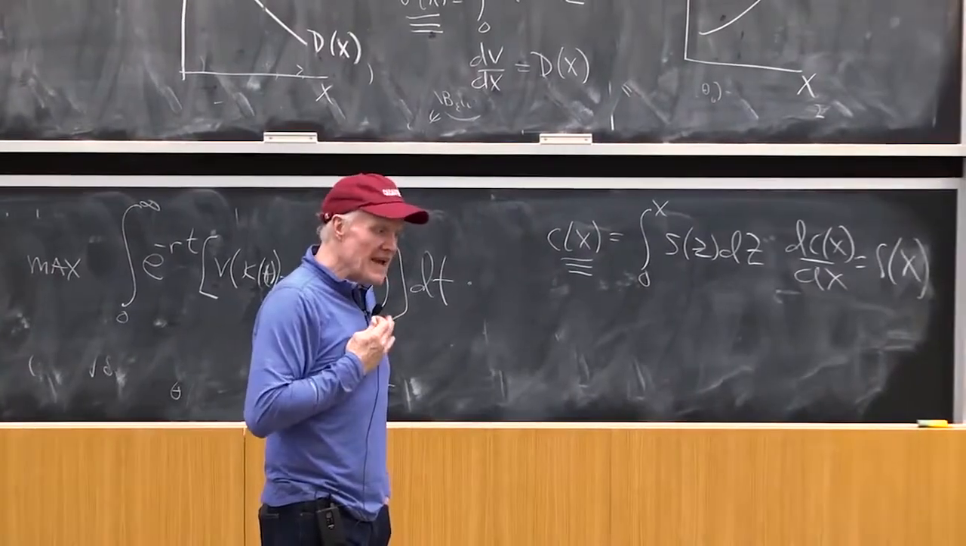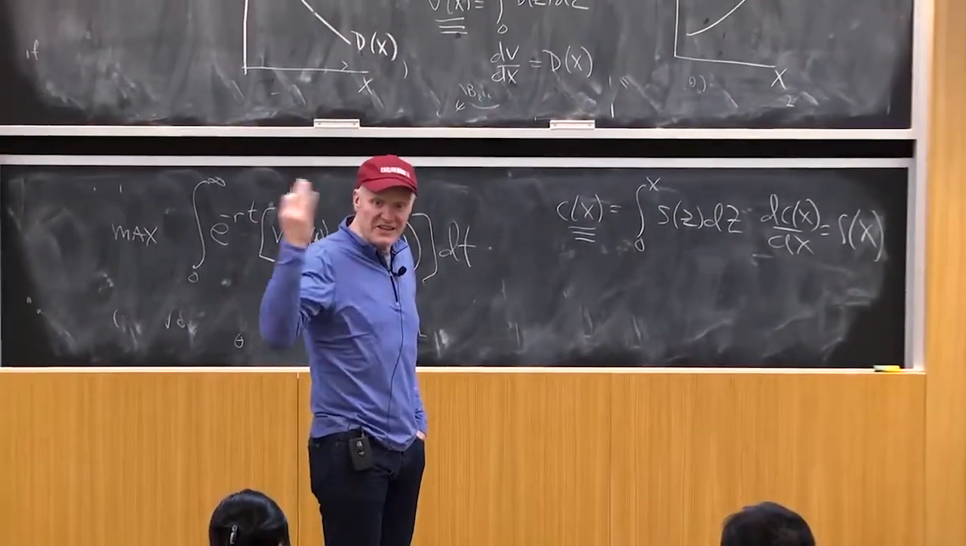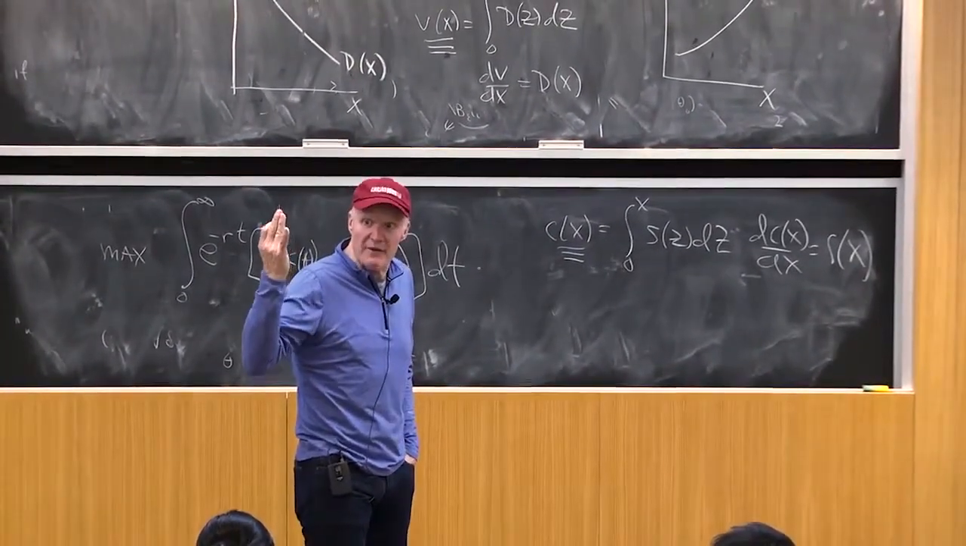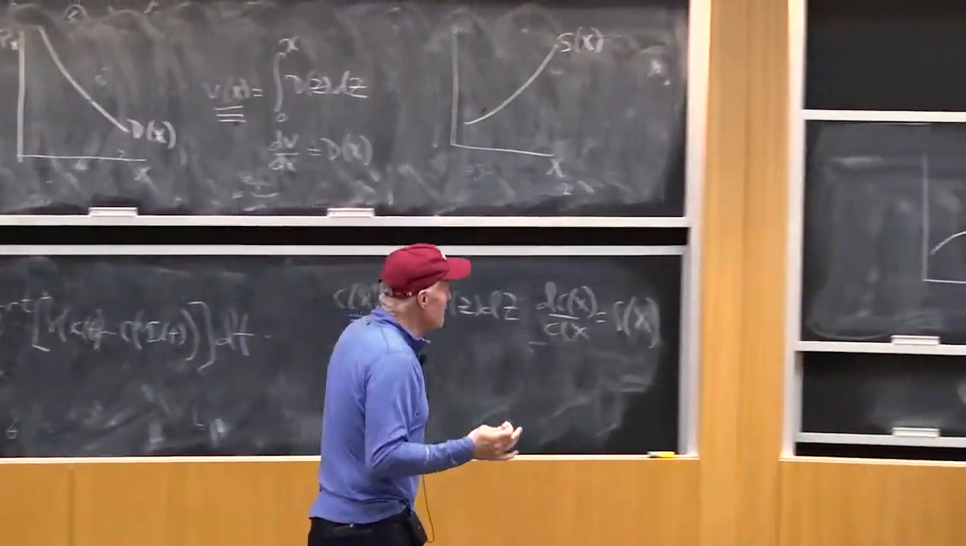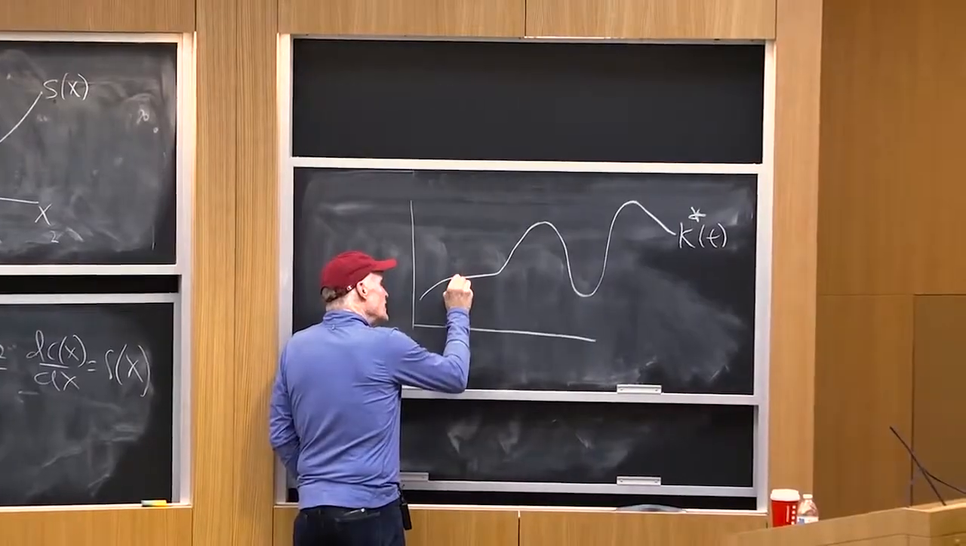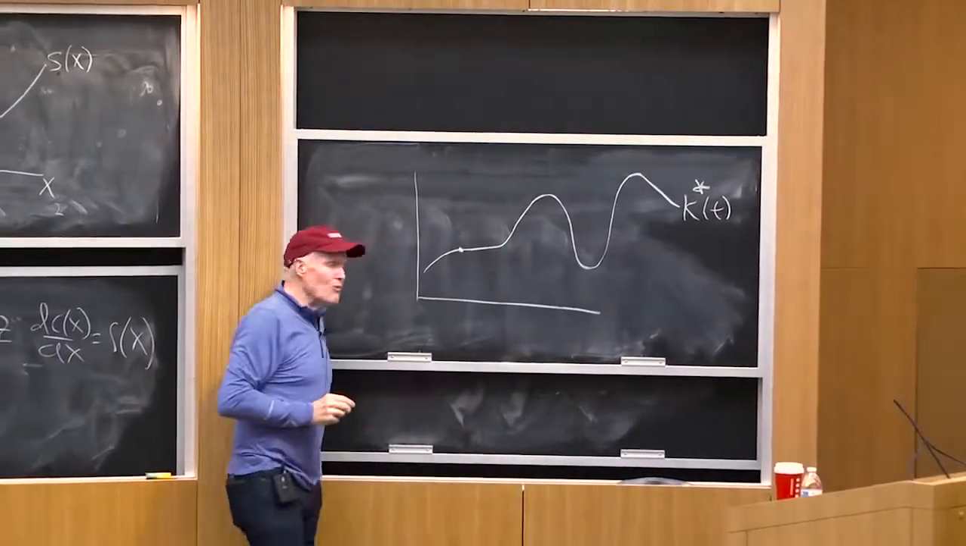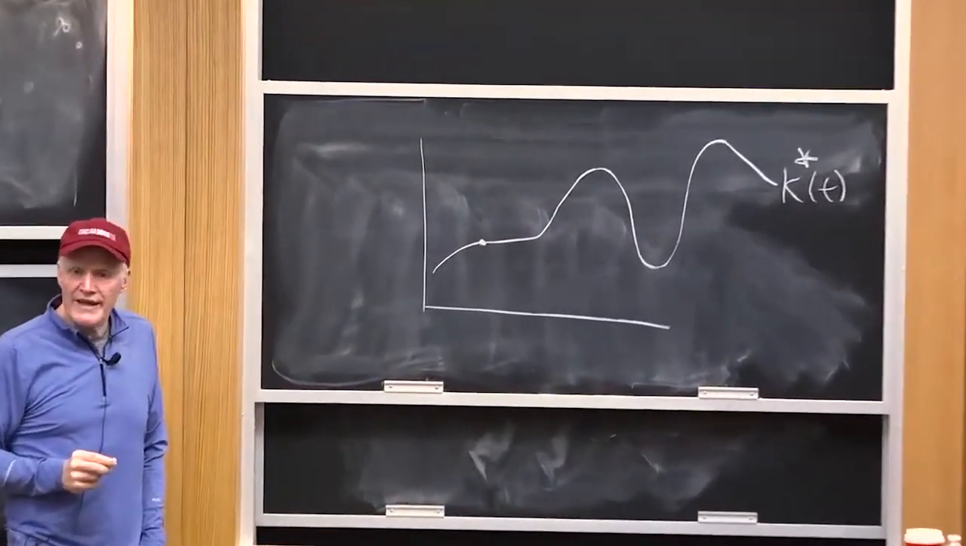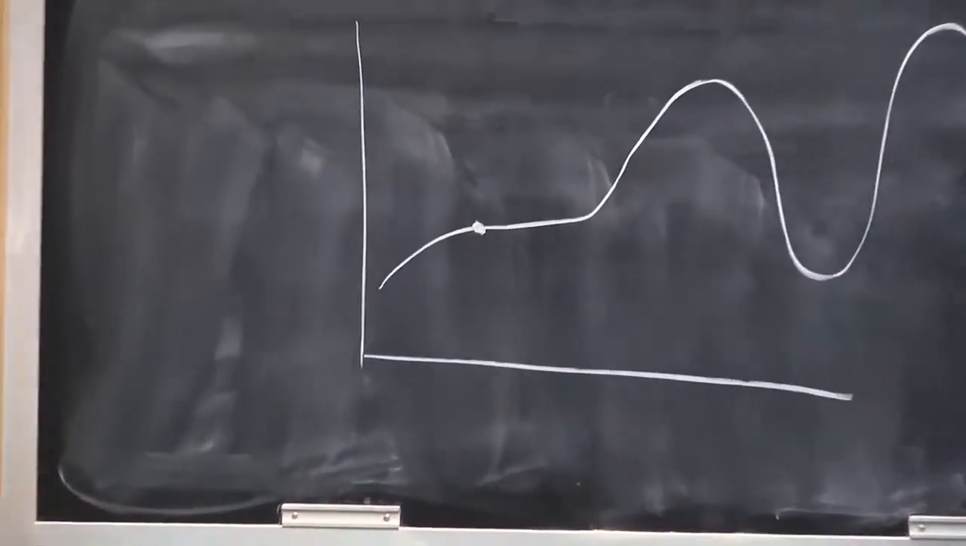Of course, that takes account of the fact that changing K dot changes K, right? I can't change K dot without changing K. So think about it. What if I was to raise K dot at one point in time? Just invest a little more at one date, holding K dot at all the future dates fixed.